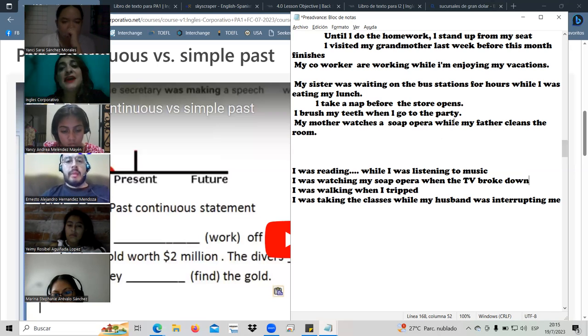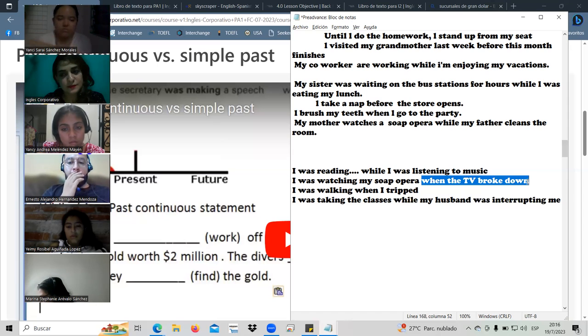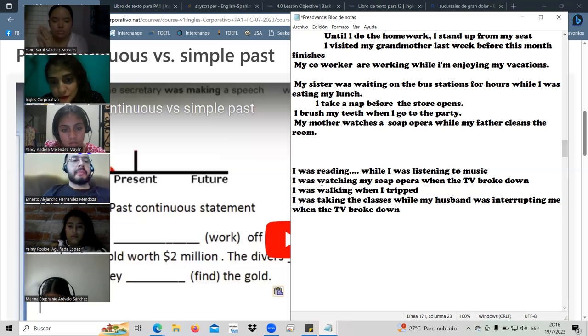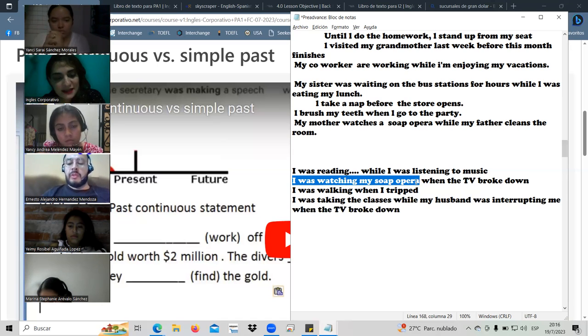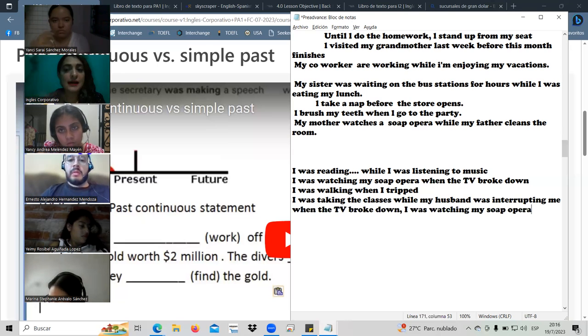So the next, you give me some other examples, guys, okay? Thank you, Brandy, good examples. So remember, with while, we use past continuous and past continuous. And when we say when, we use simple past. In this case, we can use it at the beginning. El orden de los factores no afecta el resultado. When the TV broke down, aquí se le pone una coma, okay? Si el when va antes, le pongo una coma para separar la idea. So when the TV broke down, I was watching my soap opera. O al revés, I was watching my soap opera when the TV broke down.